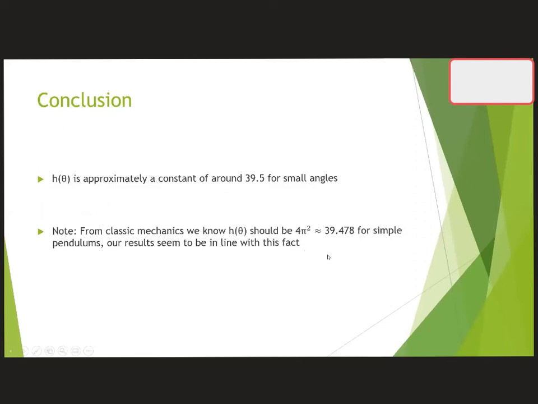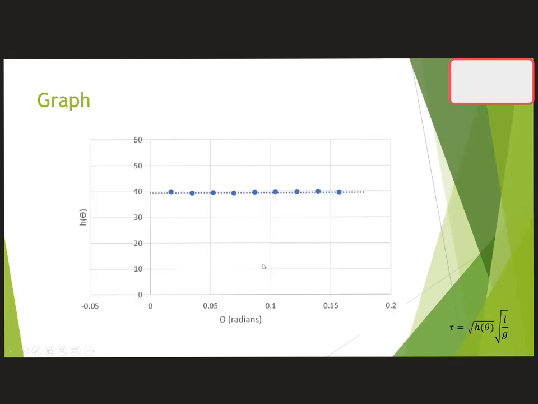it should be 4 pi squared, which is 39.47. But my result here, 39.5, backs up this 39.47 from classical mechanics, and is also an interesting result to me anyway. Yeah, I think that's all.